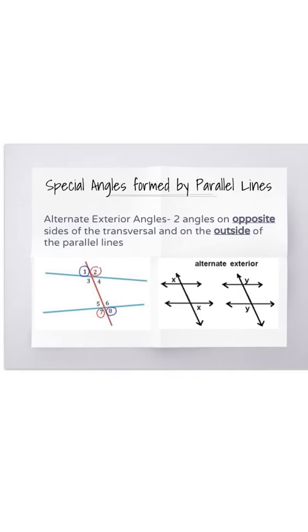Remember that alternate exterior angles are opposite of the transversal, but outside the parallel lines. Just like 2 and 7 are the opposite of the transversal, but outside the parallel lines. And 1 and 8 are opposite of the transversal, but outside of the parallel lines.